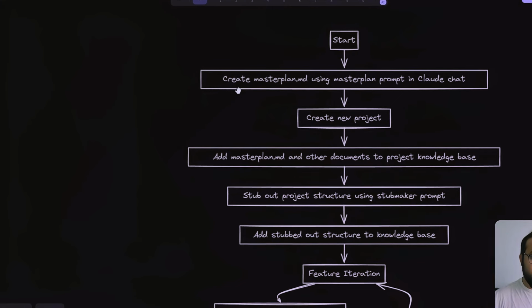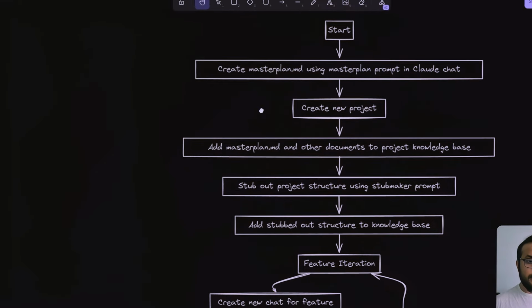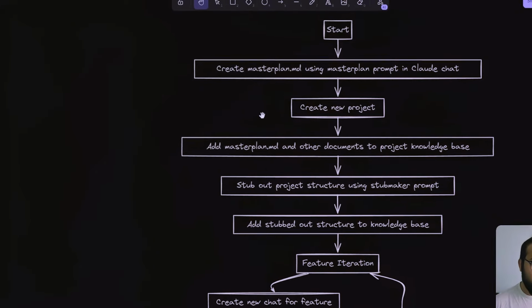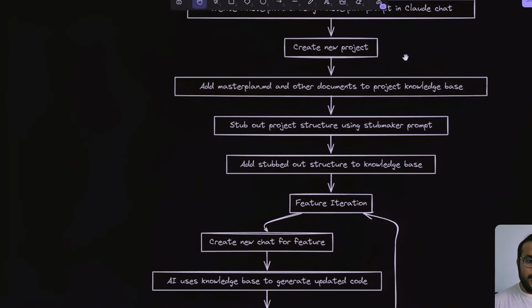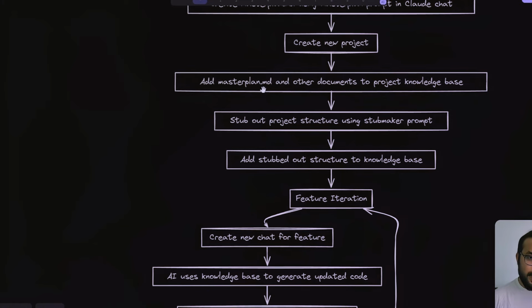Using the prompt, you can interact with Claude AI's chat interface, where Claude AI will ask you different questions about the idea or the project that you are trying to build, and then it will actually draft a master plan for you as an artifact. We are going to save the master plan, or save that artifact, in our local system. Then we'll go into Claude AI and create a new project, and then we will add the master plan as the knowledge base.